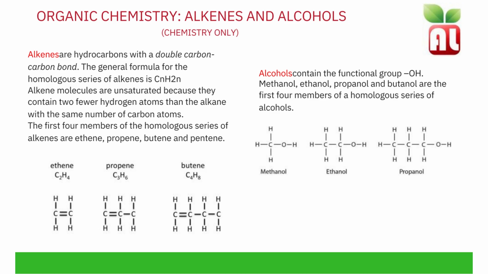Alcohols, another homologous series, contain the functional group OH, an oxygen and hydrogen. Methanol, ethanol, propanol and butanol are the first 4 members of the homologous series of alcohols. Anol, A-N-O-L, is the ending of the alcohol homologous series.